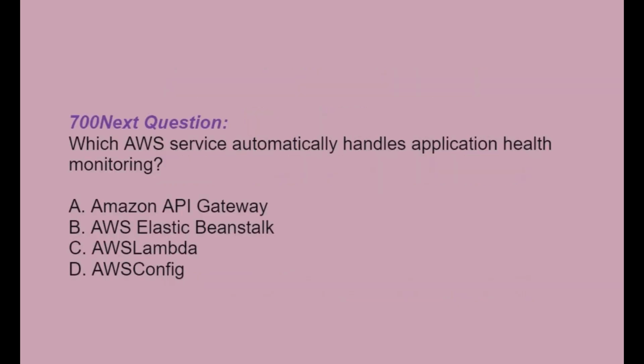Question is, which AWS service automatically handles application health monitoring? Option A, Amazon API Gateway. Option B, AWS Elastic Beanstalk. Option C, AWS Lambda. Option D, AWS Config. Correct answer is option B.